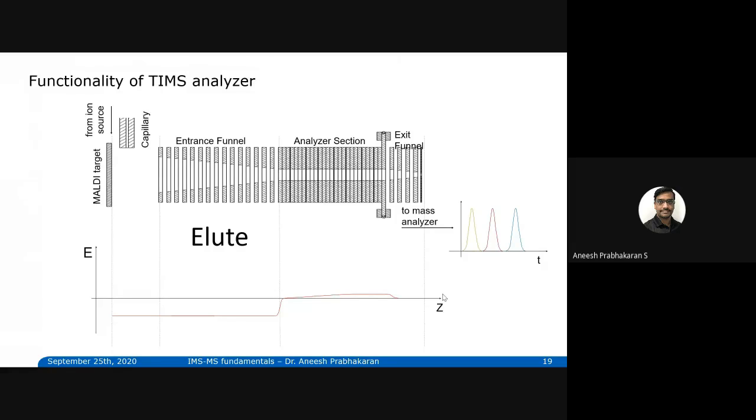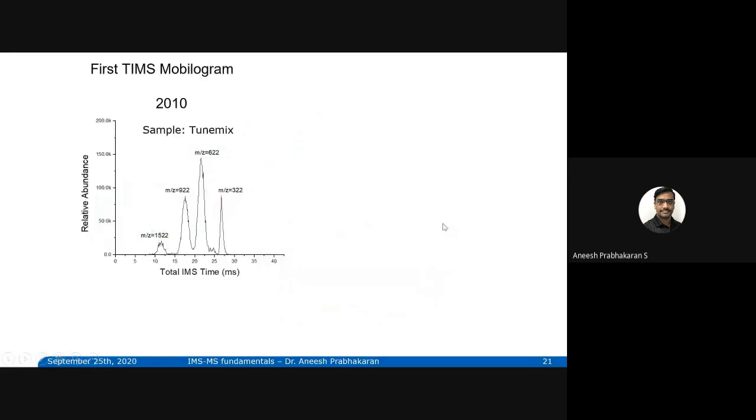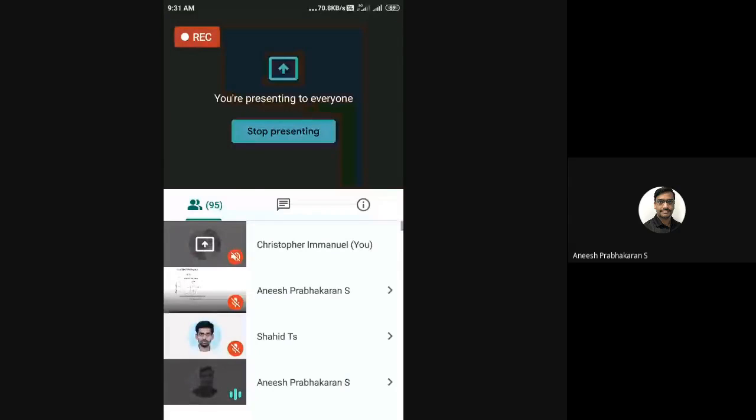This is developed by Bruker. And how does it look? This is the cross section of the real TIMS cartridge. It has a funnel, the TIMS analysis region, and then an exit funnel. This is the ion optics to take out the ions. This is the first spectrum Bruker got in 2010, and this is in 2016. We improved a lot. We made a lot of modifications to improve the device. And now we have super good resolution.